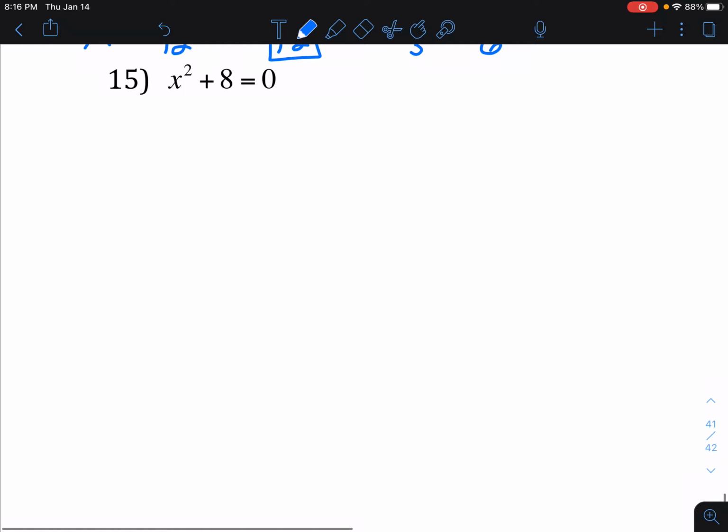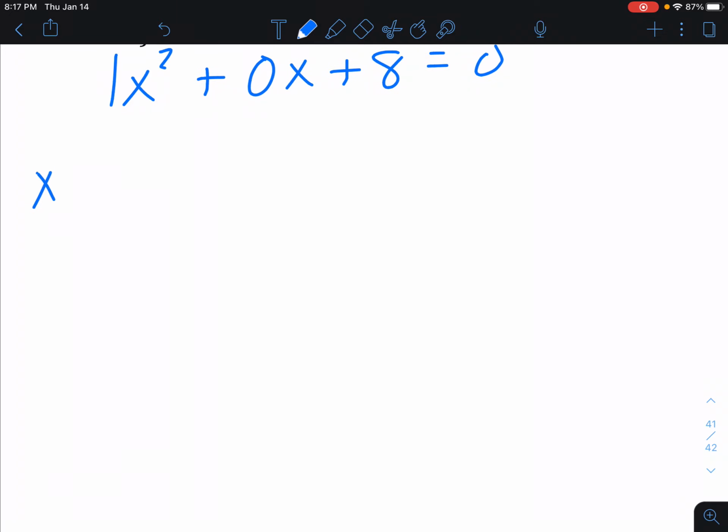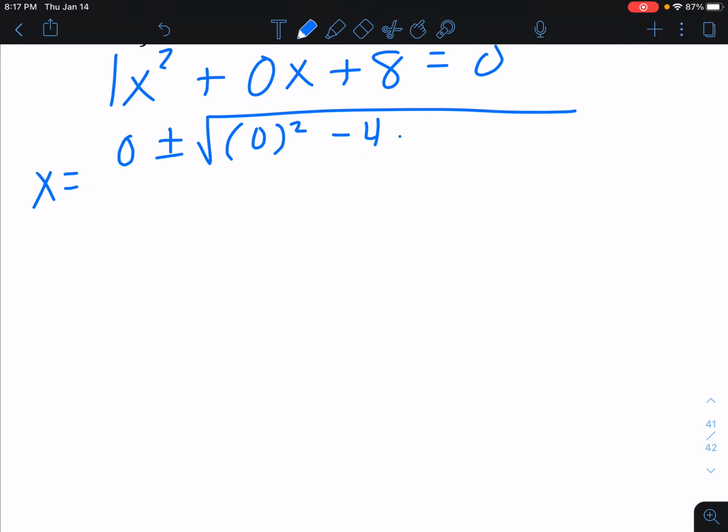Okay, 15. Don't be intimidated. It's actually pretty easy. We're missing an x term, so just write it in as a 0x. So a would be 1, b would be 0, c would be 8. Now we can go to our formula: -b plus minus the square root of b squared minus 4 times a times c, divided by 2 times a.